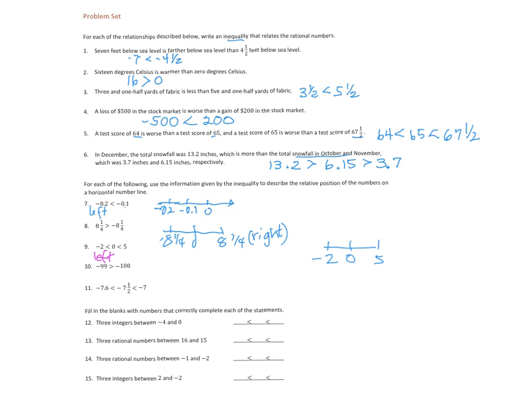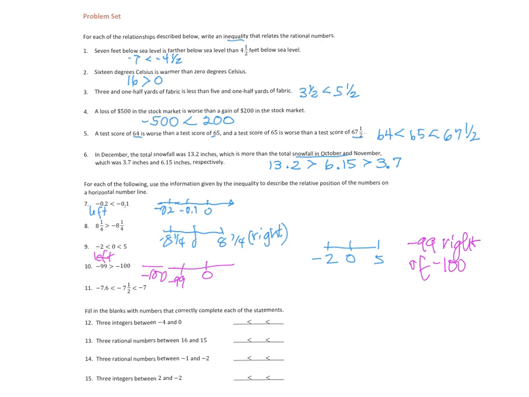And then negative 99, if I had a number line, here's my 0. Here's negative 99. Here's negative 100. So I could say negative 99 is to the right of negative 100. Or I could say negative 100 is to the left of negative 99. Okay.